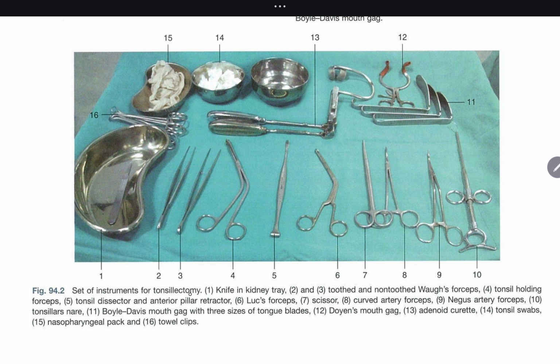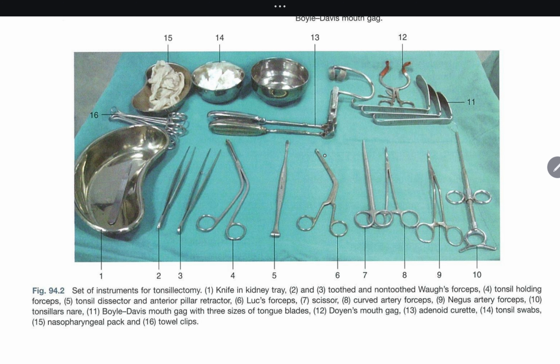Set of instruments for tonsillectomy. 1. Knife in kidney tray. 2 and 3. Tooth and non-tooth Negus forceps. 4. Tonsil holding forceps. 5. Tonsil dissector and anterior pillar retractor.